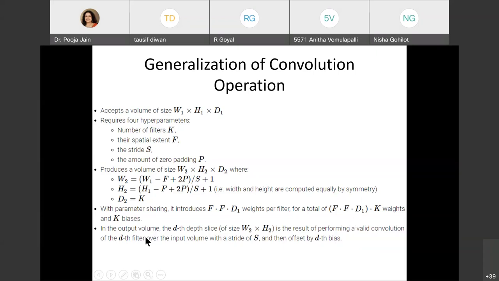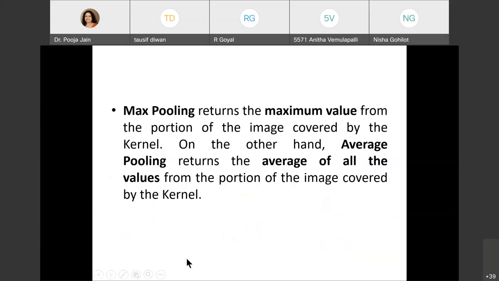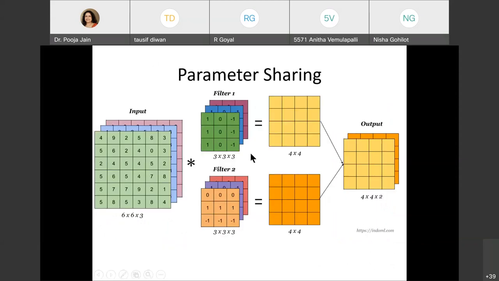The last line: in the output volume, the d-th depth slice of size W2 cross H2 is the result of performing a valid convolution of the d-th filter over the input volume with a stride of S and then offset by the d-th bias. What do we mean by this? For this, we need to look at this slide. See, this first one is the result of applying filter 1 on this input. And the second one is the result of applying filter 2 on this input. The same thing is there.